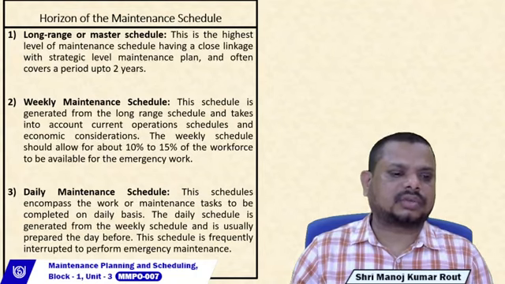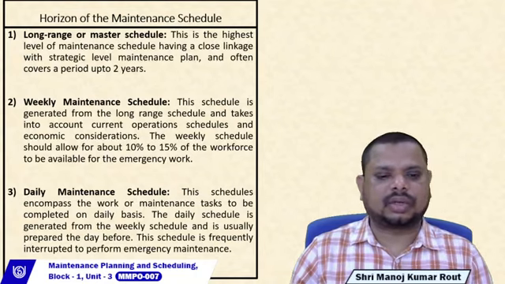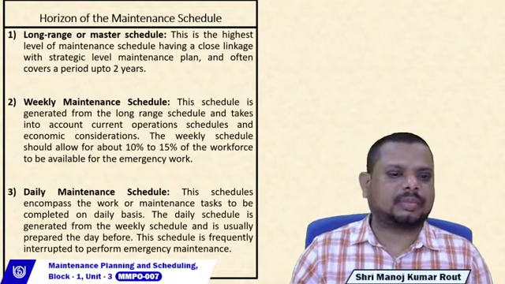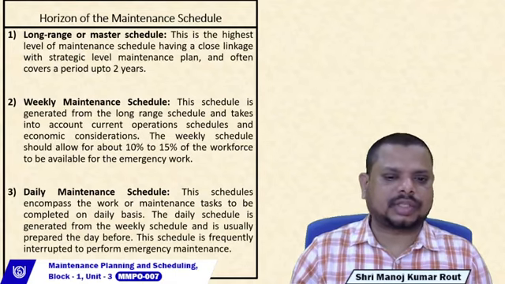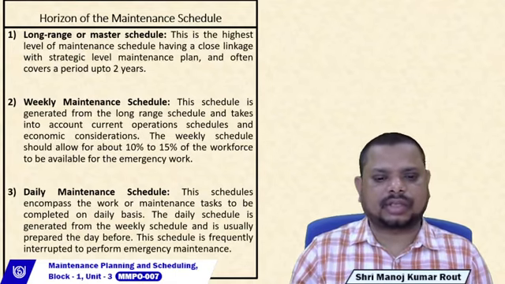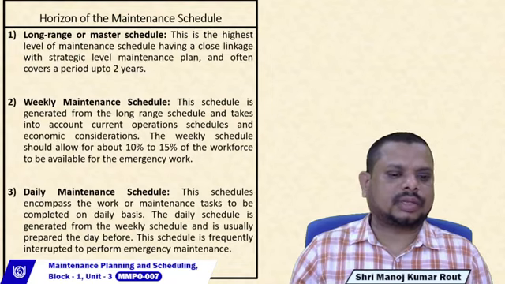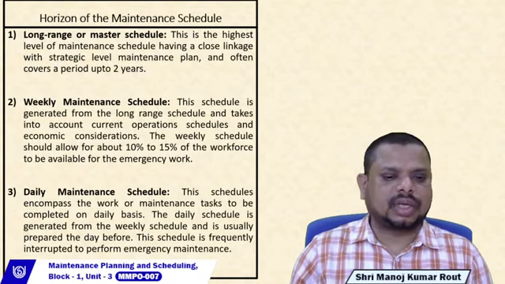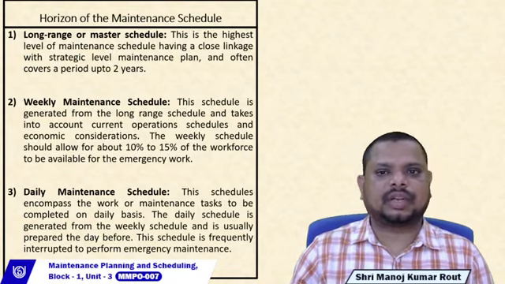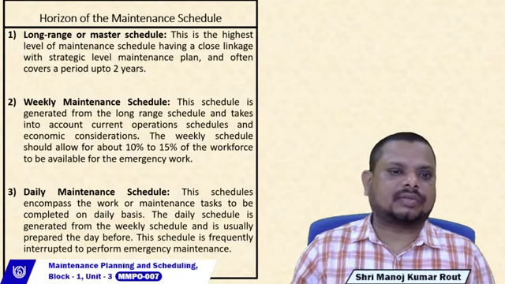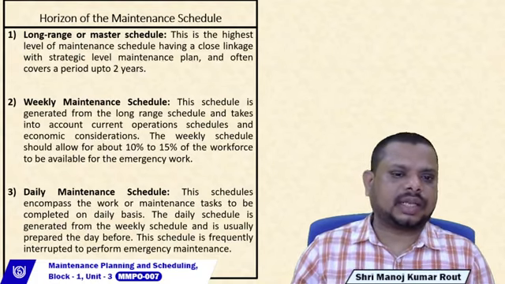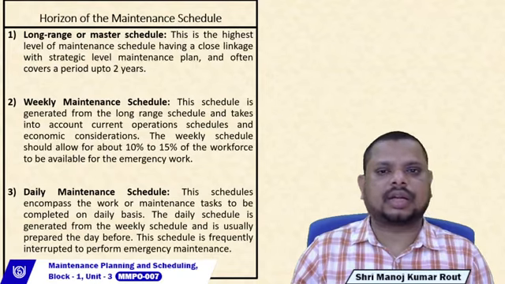Similarly, the last one is daily maintenance schedules. These schedules encompass the maintenance tasks completed on a daily basis. For example, cleaning of machines, greasing of machines, topping up the oil in various gearboxes, and topping up the oil in various pneumatic systems. They are basically performed on a daily basis. It is a part of the maintenance schedule. You have to keep the machines neat and clean so that you can avoid any kind of breakdowns.